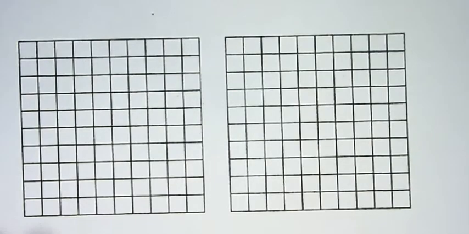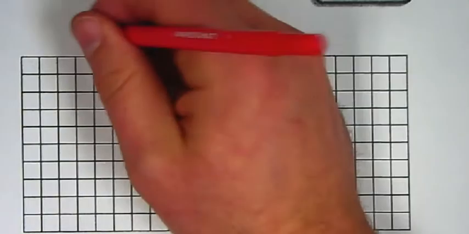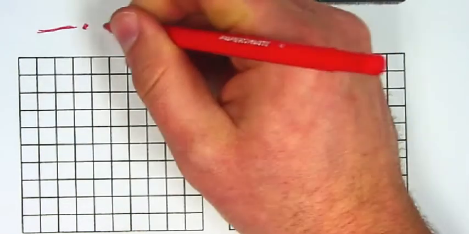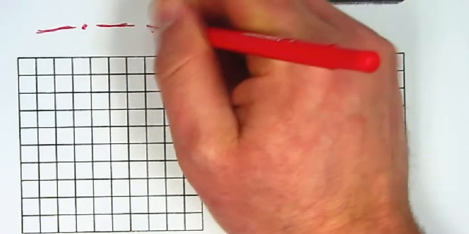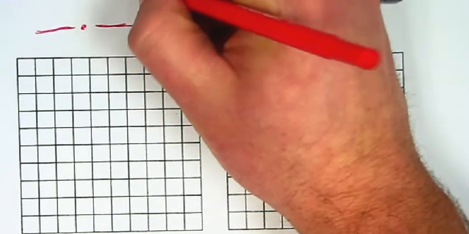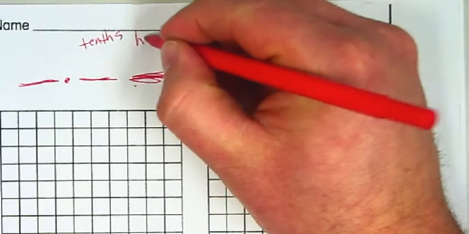Okay, so far we've talked about tenths. It goes ones, then we have our decimal, then tenths, then hundredths. Tenths, hundredths.